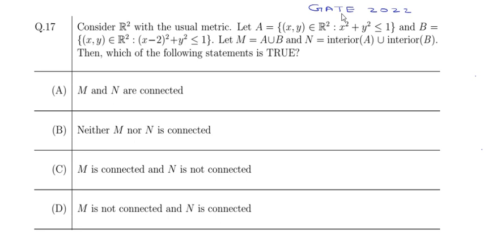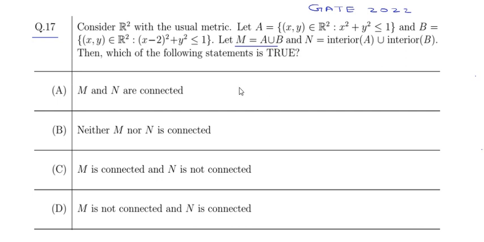In this video, we will solve some problems as in GATE 2022. So the first problem is question number 17. Consider R2 with the usual metric. A is the set of all (x, y) in R2 such that x square plus y square is less than or equal to 1. That means the set of all points on and inside the unit circle, and B is the set of all points satisfying (x minus 2) square plus y square less than or equal to 1. So M is defined as A union B, and N is defined as interior of A union interior of B. So we have to see which is connected and which is not connected.